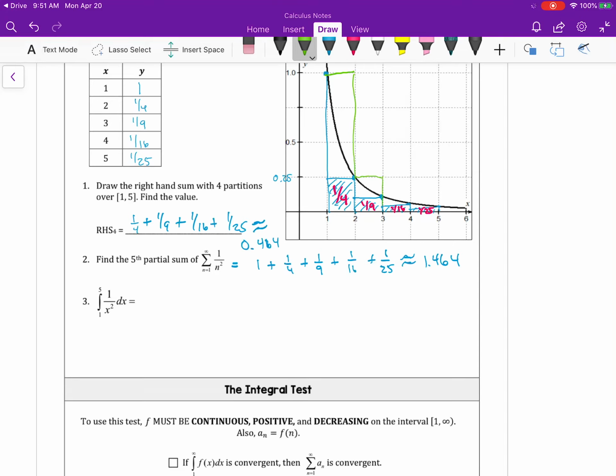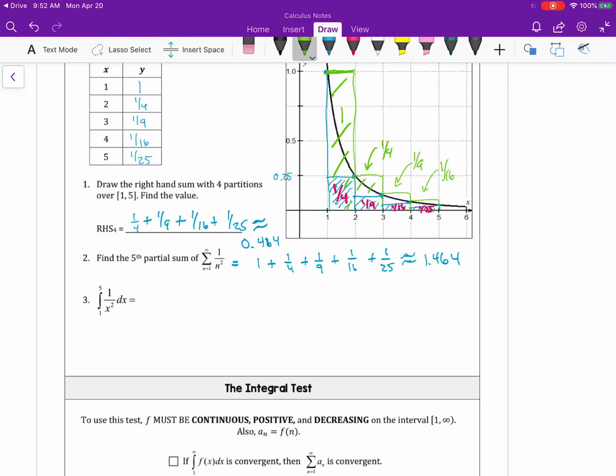Notice for a second here, I'm going to find a different color, something light, how about green? Notice that what we basically just found here was our LRAM. Did you notice that or not? Because if I looked at this and I did the left-hand side instead of the right-hand side, I would have gotten 1 times 1, and then 1/4. This one would have been 1/9. This one would have been 1/16, right?